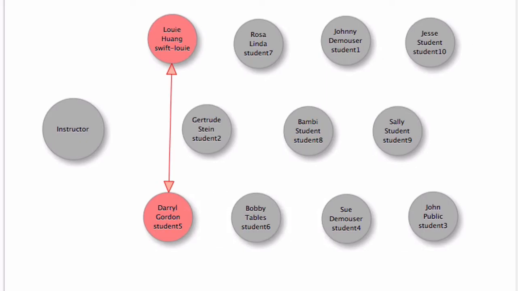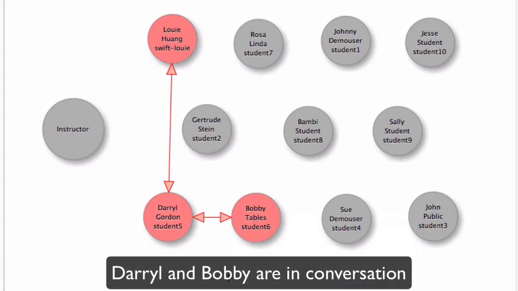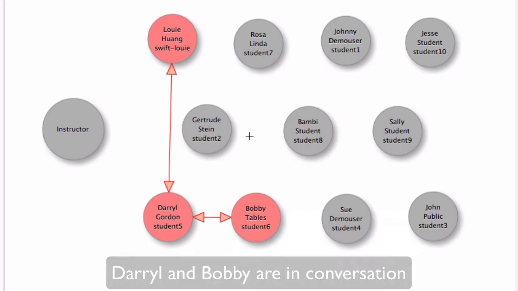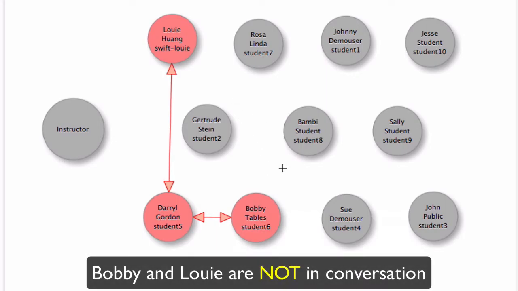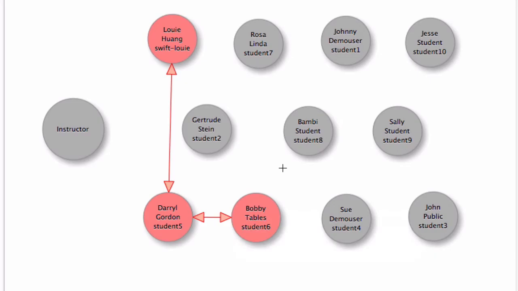Additionally, I can place DiLL and Bobby in a conversation by drawing a two-headed arrow between them. Notice that there's no arrow going from Bobby to Louis, which means that Bobby and Louis cannot hear or speak to each other. And that is how you create a conversation in DiLL.